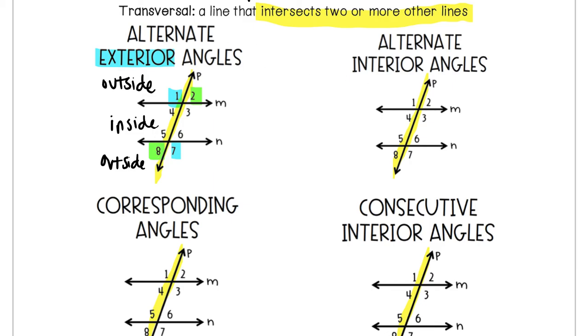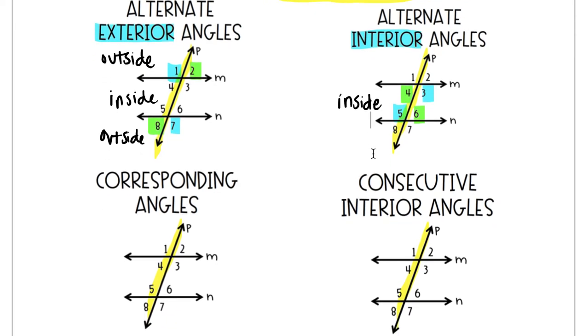Similarly, we have alternate interior angles, and I could see those as angle 4 and angle 6, or we could have angle 3 and angle 5. This time it's saying interior. Interior would mean inside the lines, so we're focused on the inside. We don't care about the outside angles now, we are just focused on the inside. And again, because it says alternate, we are on opposite sides of the transversal. So 4 is on the opposite side of 6, and 3 is on the opposite side of 5. So these would be alternate interior angles.